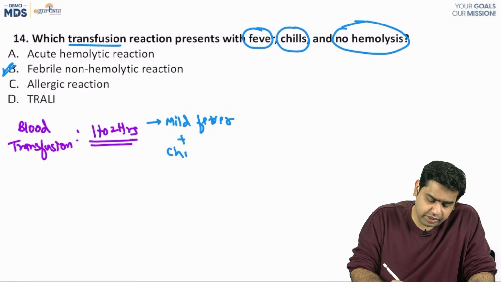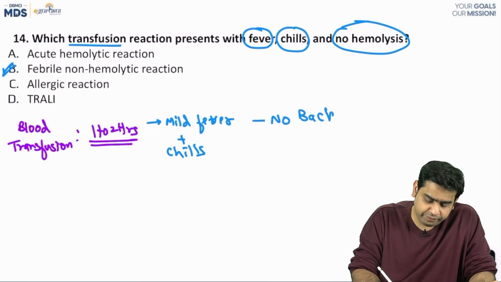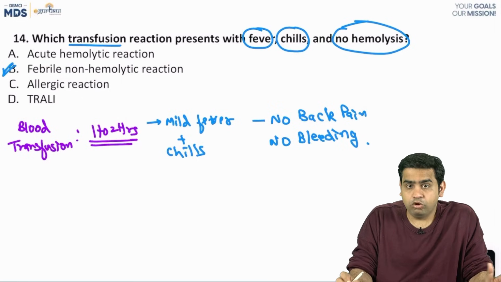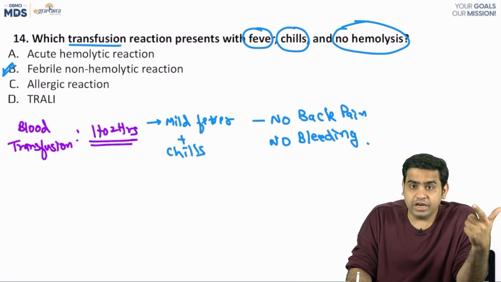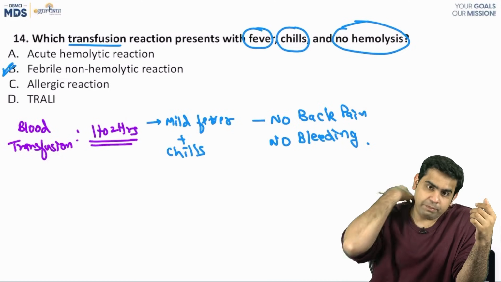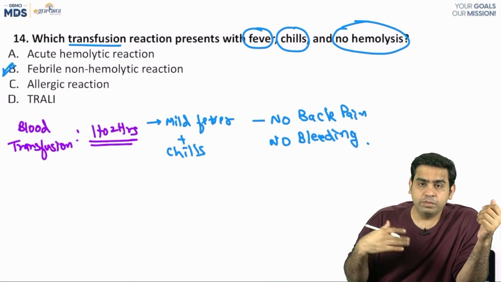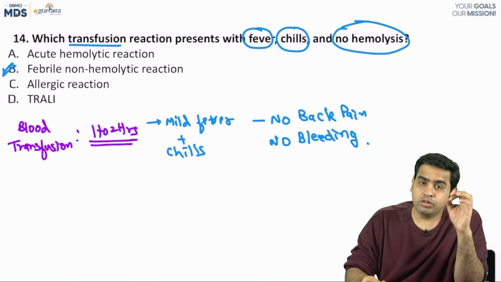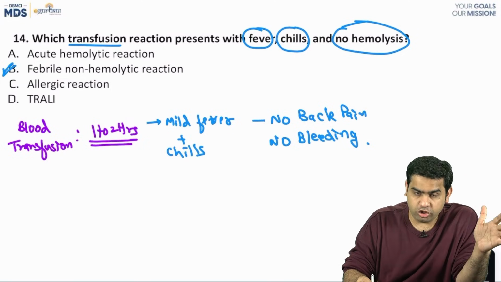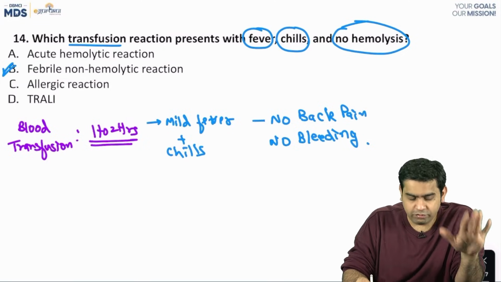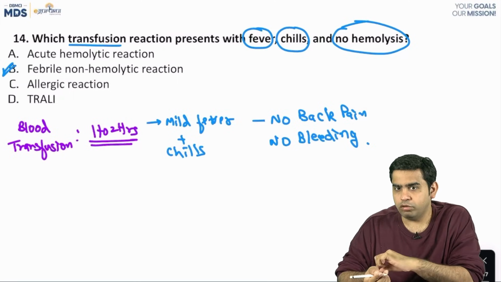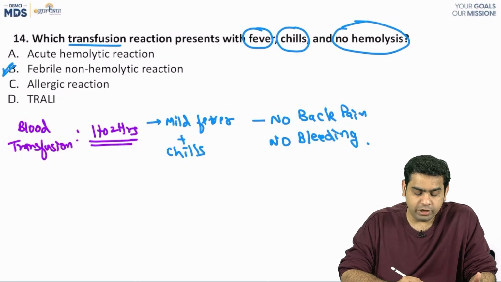Patients may also have chills, that's fine, but there will be no back pain, no bleeding. All those things will not be there. If the patient has high grade fever with chills, but also severe back pain, passing of blood in the urine, hemoglobinuria, that is a hemolytic transfusion reaction. But if they just give you a fever with chills, but no back pain, no bleeding from the venous side and everything, what they're trying to tell you is the febrile non-hemolytic transfusion reaction.